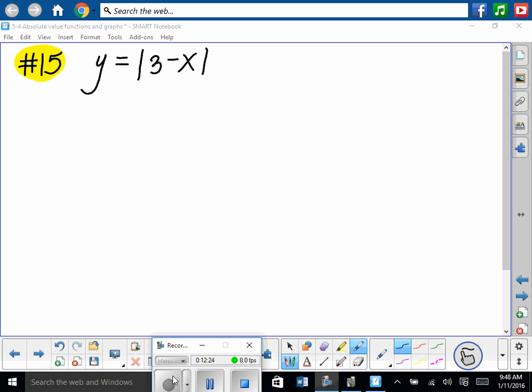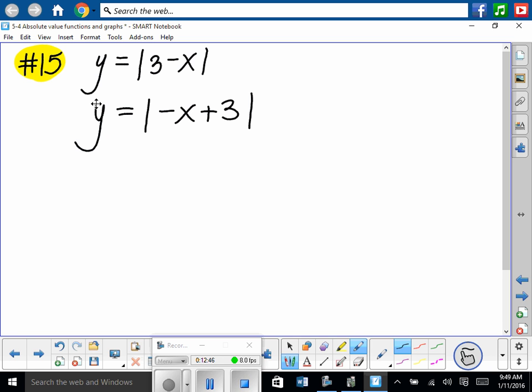y equals the absolute value of 3 minus x. I always like to put mine in vertex form, kind of. So once again, I'm going to rewrite this. Isn't this the same thing as y is equal to the absolute value of negative x plus 3? Everybody, do you see how I'm manipulating it to my advantage?